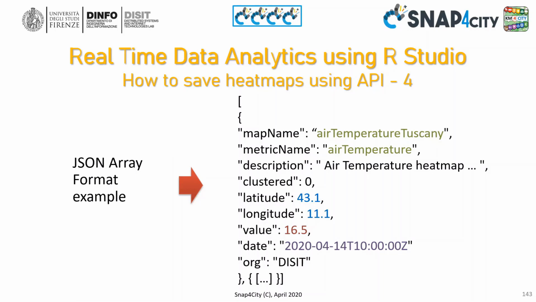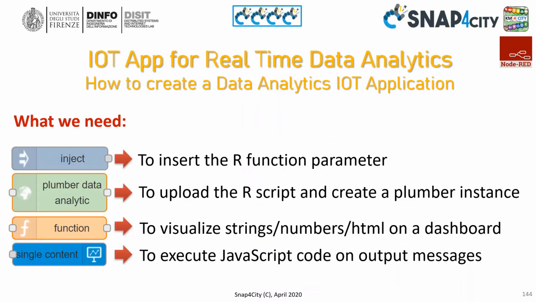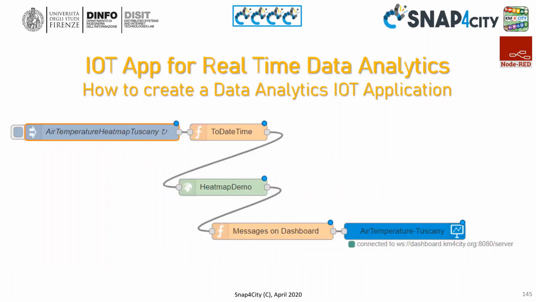So now we want to create a data analytic IoT application for the automatic creation and visualization of heatmaps on a dedicated dashboard. What do you need? You need these Node-RED nodes: the Inject node, the Plumber data analytic node, the function node, and the single content node. So let's start to configure.